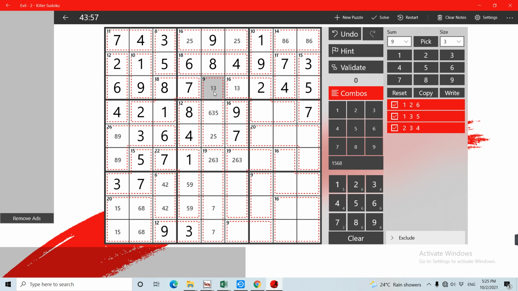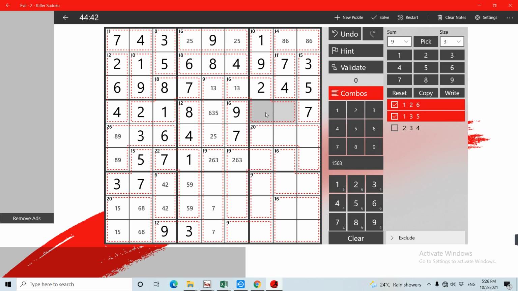I can enter 1, 3 and 5. That's also a possible combination. But I cannot enter 2, 3, 4. So 1, 2, 3, 5, 6.